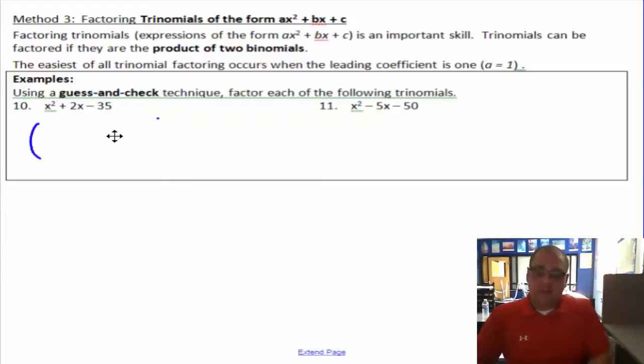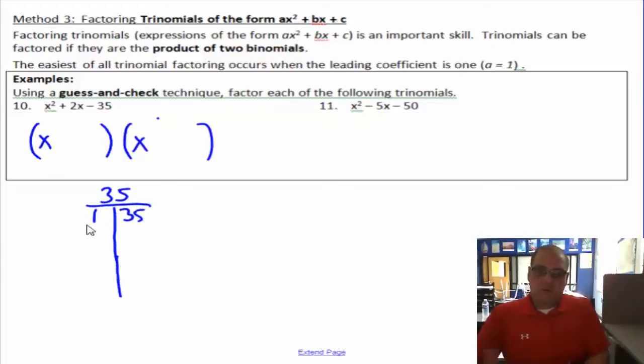And you're going to set up your binomials because there is no common factor here. We know that to get x squared, it's going to be x times x. And we know to get 35, I want you to set up a factor tree, or a t-chart. It could be 1 times 35. It could be 5 times 7, and that's it. So it's got to be either 1 times 35 or 5 times 7. You're looking for a difference of 2. So it must be 5 and 7.